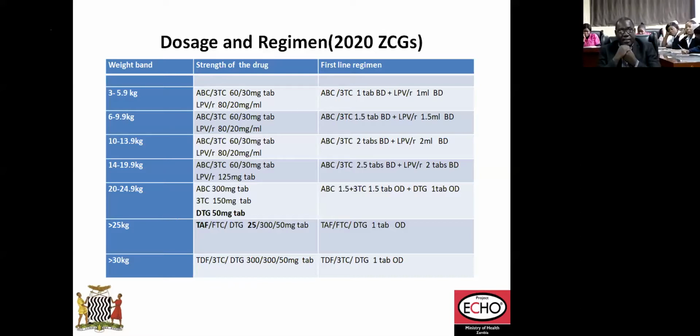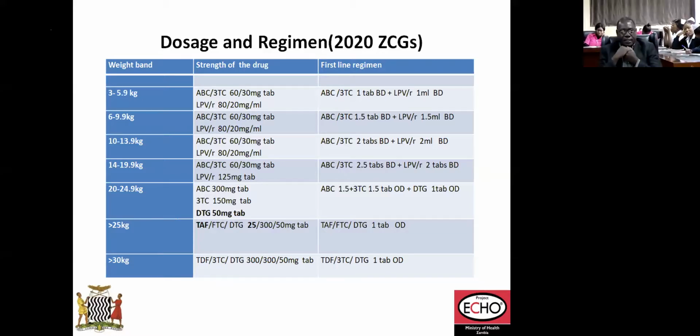Same for 3TC: ordinarily I would have said 150 in the morning and 75 in the evening, so the two put together make 1.5 tablets. Here we are trying to leverage the use of DTG, which is once a day. So our prescription will be ABC 1.5 tablets, 3TC 1.5 tablets, plus DTG 1 tablet, once a day. We have seen that it works very well, because here at PCOE we've been using a once a day regimen for our children who are on efavirenz. This has done very well because children need to play and face other challenges.